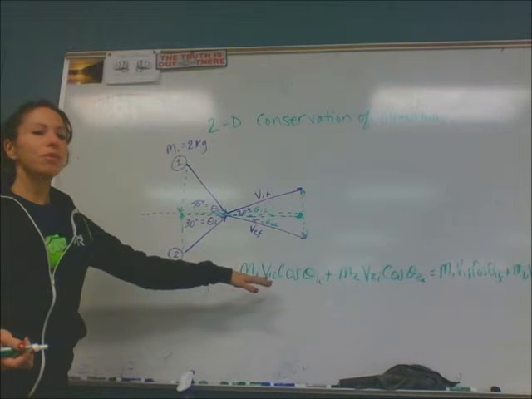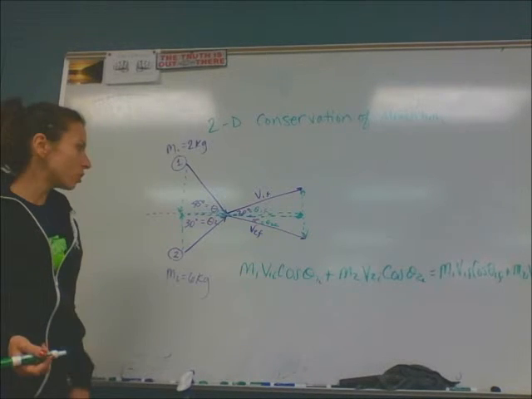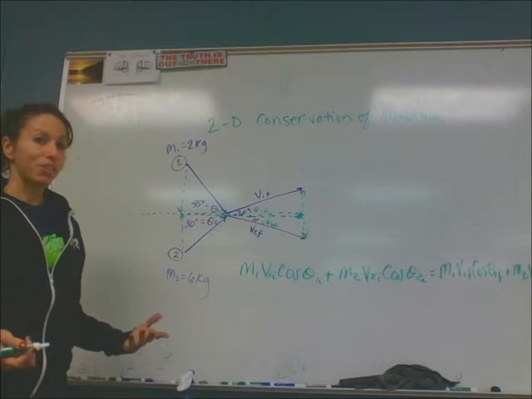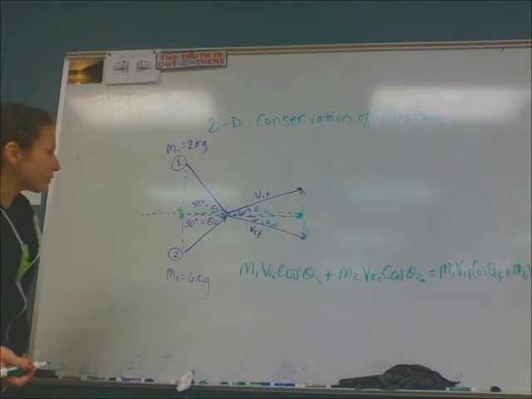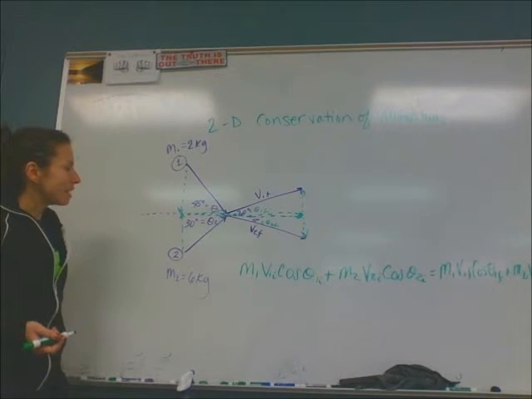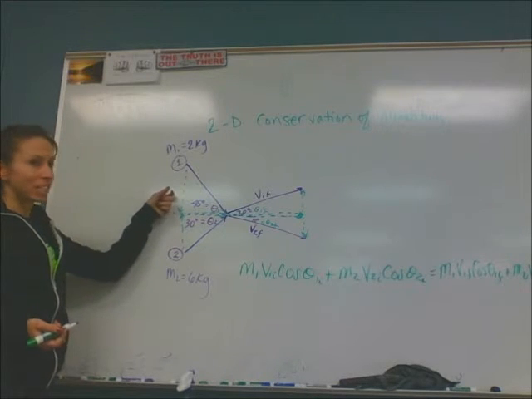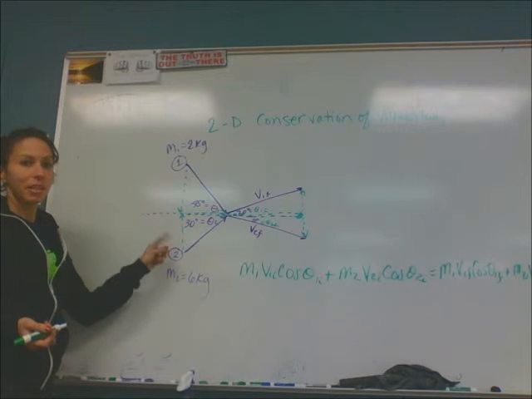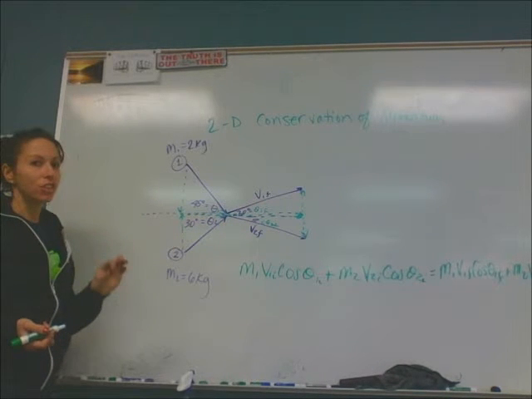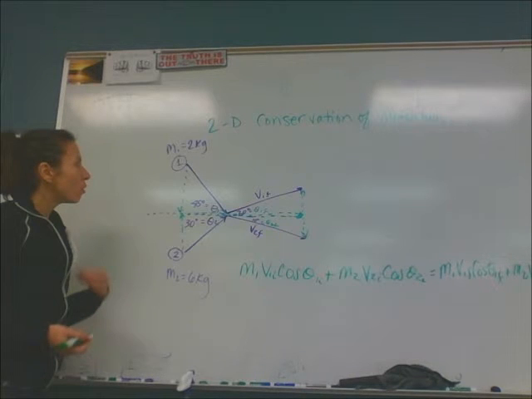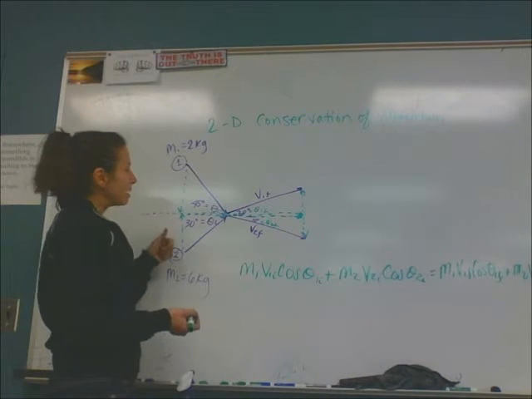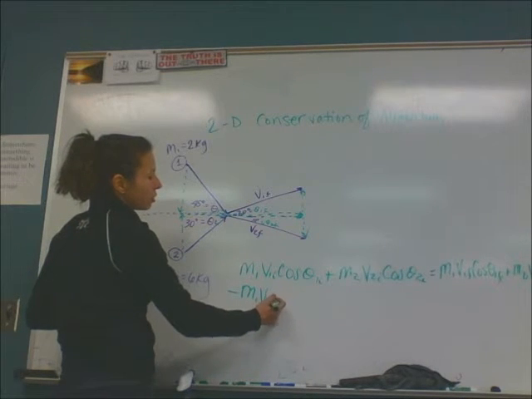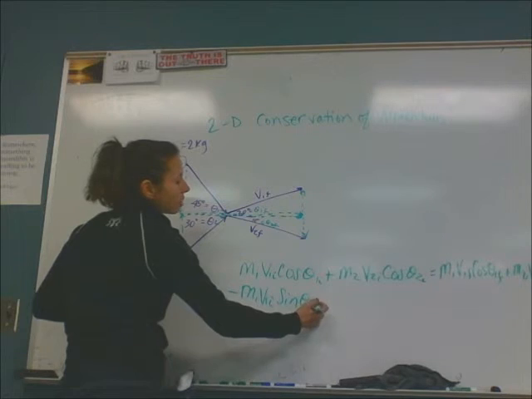Okay, and so if we look right now, what we see is that one of these objects has a negative y momentum to start with, and one has a positive y momentum to start with. And you have to consider that. The direction has to be considered. So M1 has a negative momentum to start with in the y direction. So we'll say it's negative M1 V1 initial sine theta 1 initial plus the upward momentum of M2, M2 V2 initial sine theta 2 initial.